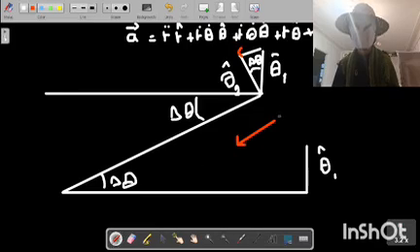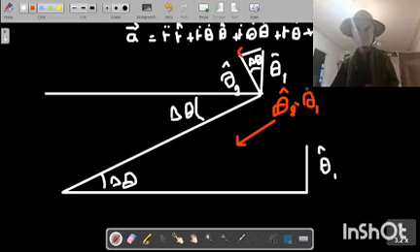This is theta 2 minus theta 1. You see the direction of this? This is r hat 2, and this is r hat 1.